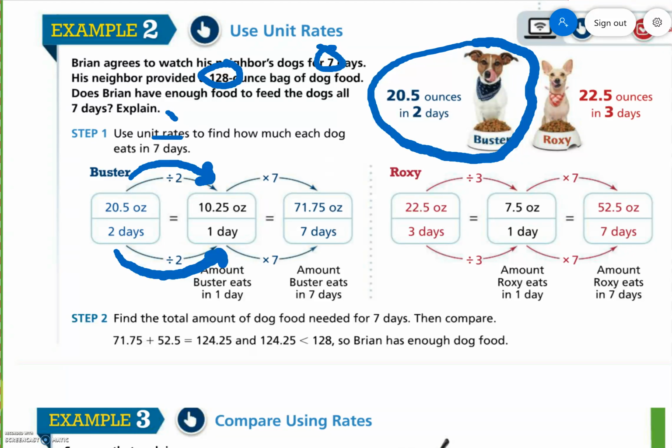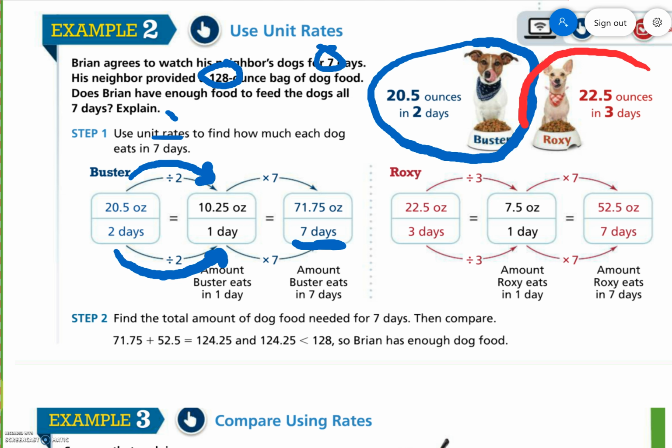Now, our goal is to find out how much he eats in 7 days. So to go from 1 to 7, you're going to multiply by 7. So whatever you do to the bottom, you do to the top. To move from one ratio to another, you're always either dividing or multiplying. Never ever add or subtract.